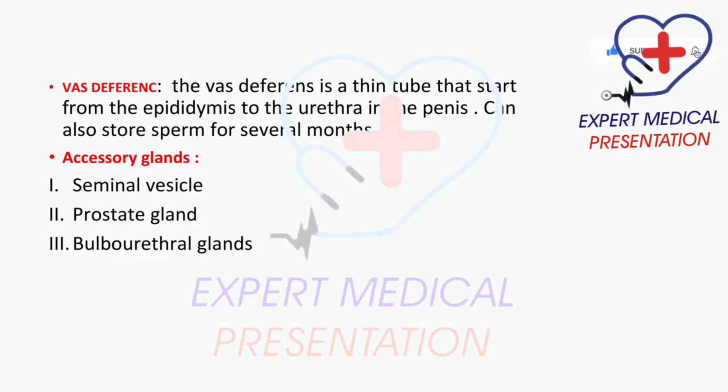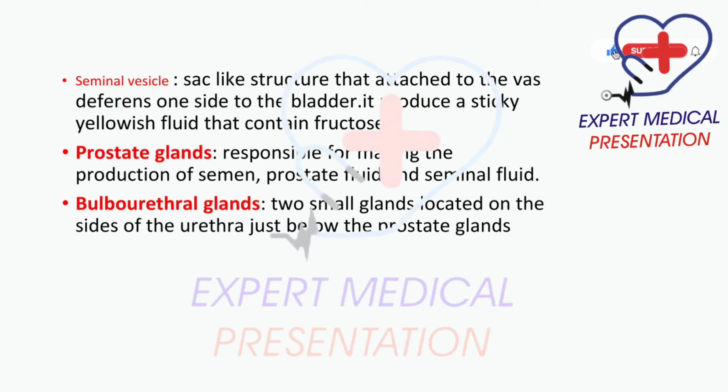Accessory glands: seminal vesicle, prostate gland, bulbourethral glands. Seminal vesicle, a sac-like structure attached to the vas deferens on one side of the bladder. It produces a sticky yellowish fluid that contains fructose. Prostate gland, responsible for the production of semen, prostate fluid and seminal fluid. Bulbourethral glands, two small glands located on the sides of the urethra just below the prostate gland.